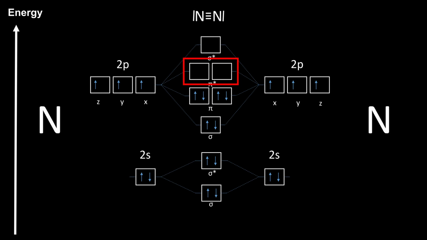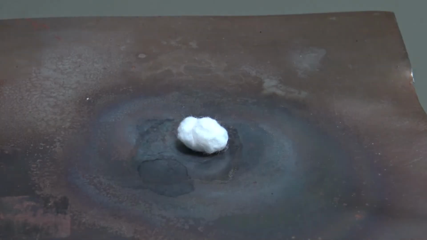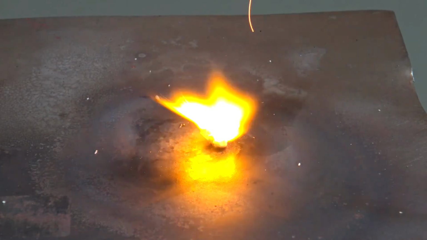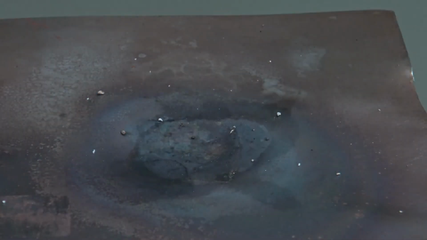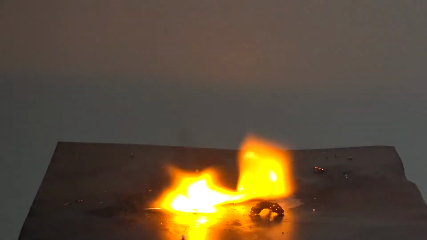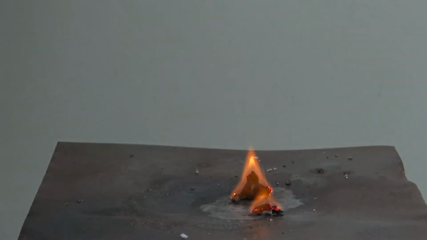As a comparison, the simplified diagram of nitrogen is shown, which has no electrons in the anti-bonding pi orbitals, so it is diamagnetic and thus not attracted to a magnet, or more precisely slightly repelled. The reactivity of oxygen can be shown by reacting it with cotton wool. These were a few properties of liquid oxygen.